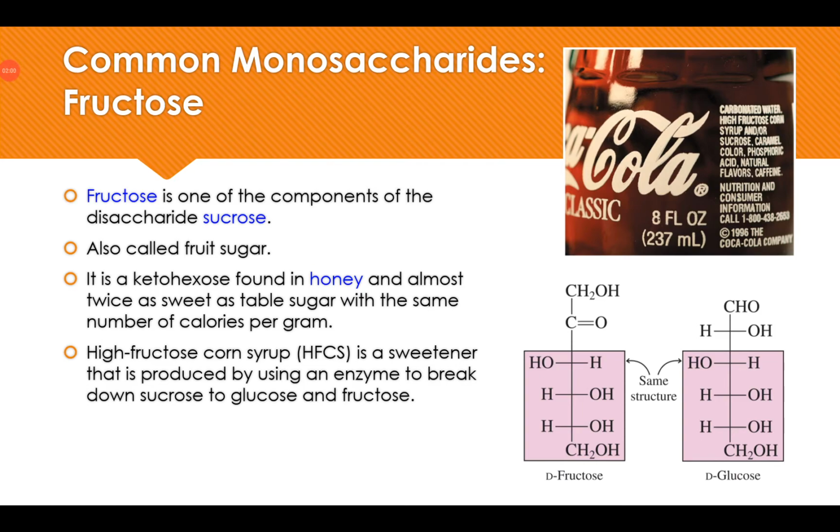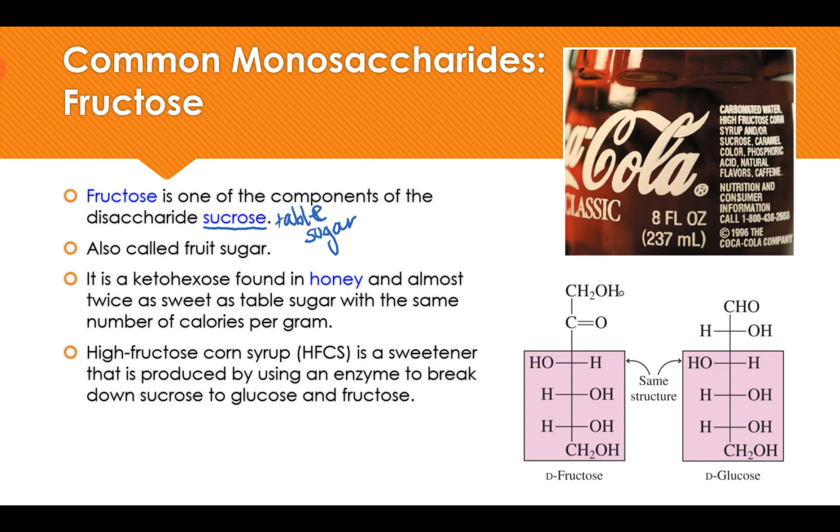Another common monosaccharide is fructose. Fructose is one of the components of the disaccharide sucrose, which is table sugar. So if you have granulated sugar at home, that is sucrose, and fructose is a part of that. It's also called fruit sugar because it's found in fruits and in honey.